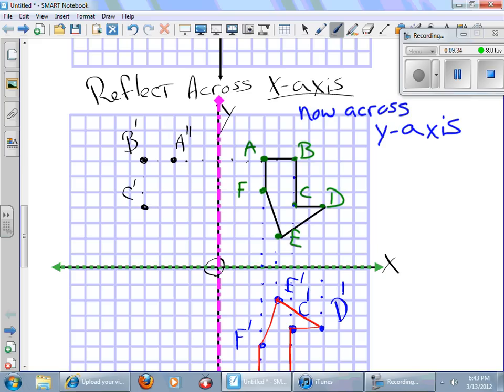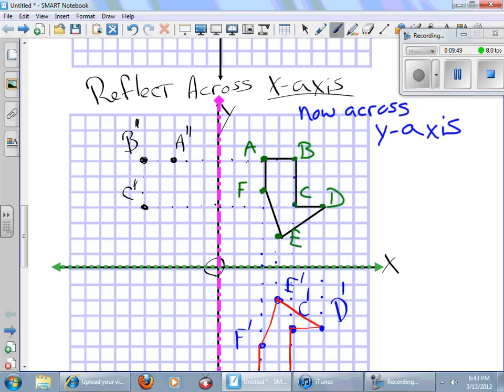Now, let's see if I did it right. Let's see. C double prime should be 1, 2, 3, 4, 5. If C is 5 on the other side, I should be good. 1, 2, 3, 4, 5. Yeah, I counted to 5 again.